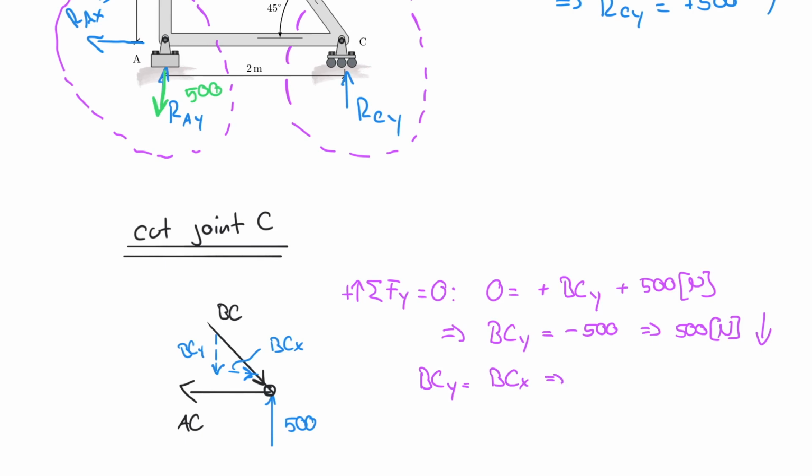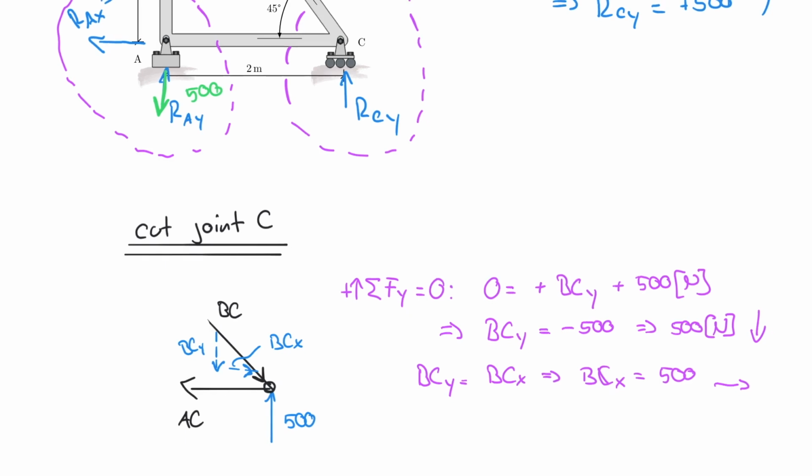And therefore BCX is equal to 500 as well. And that of course now is pointing to the right side. So now that I know that, I can do one of two things. I can either calculate BC first, or I can set up the equation in the x direction. But I think it's better for us to calculate BC first.